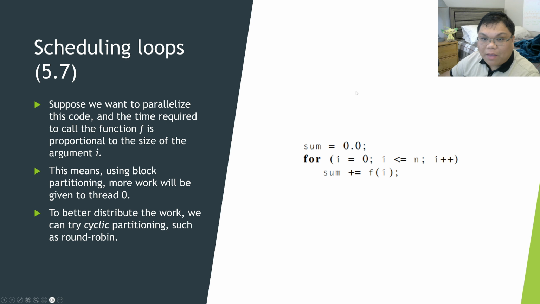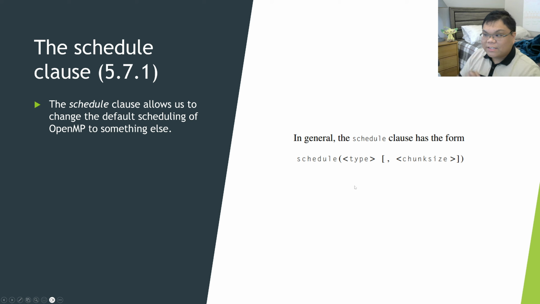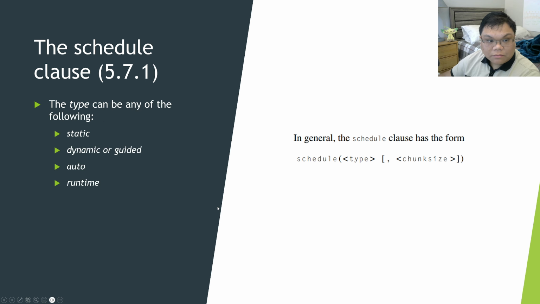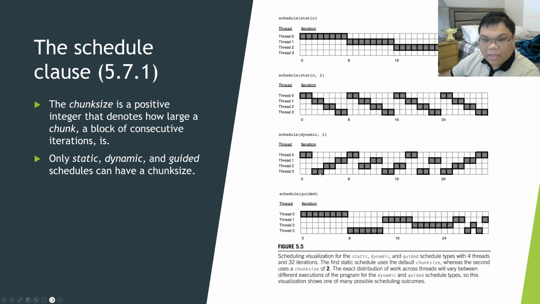We can implement that by using the schedule clause. This is the general syntax of the schedule clause. We have a type that's going to be one of 5 keywords, and then some of the types will take in a chunk size. Let me explain that. If we have schedule static and we don't specify a chunk size, that's no different from the default. If we have schedule static 2, that means we have a chunk size of 2 consecutive iterations.